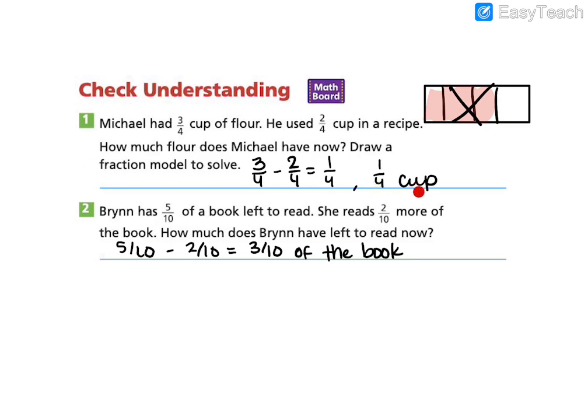Michael has 1/4 of a cup of flour left. My visual model shows 3/4. He used 2/4, so he only has 1/4 remaining. Bryn has 3/10 of the book left to read. She had 5/10. She read 2 more tenths, so now she has 3/10 left.